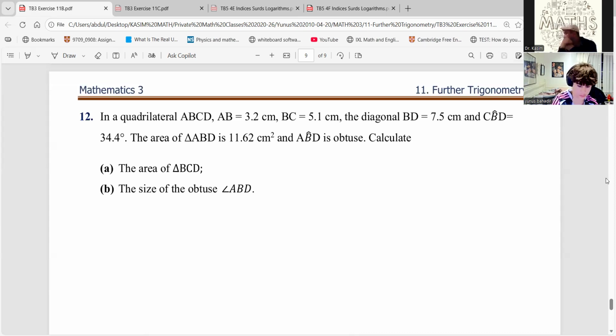One second. Let me just label it. In a quadrilateral ABCD, AB equals 3.2 centimeters, BC equals 5.1 centimeters. The diagonal from B to D equals 7.5 centimeters, and the angle CBD equals 34.4 degrees. Sorry, write that down. And then the area of triangle ABD is 11.62 centimeters squared, and the angle ABD is obtuse.